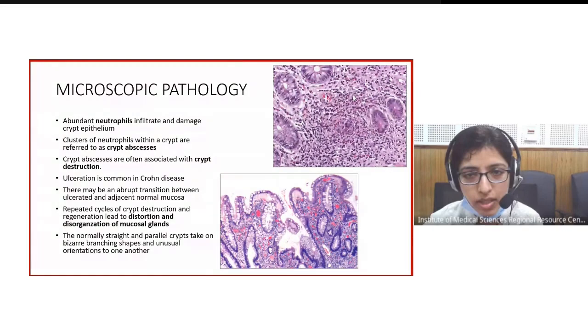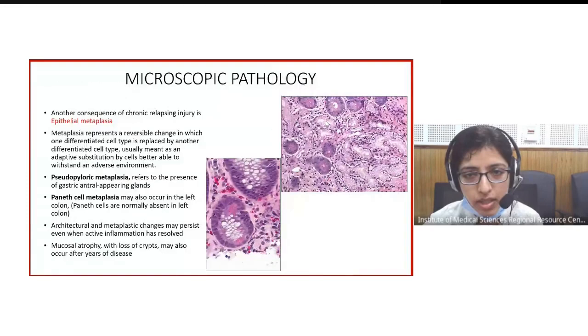While when this bout of inflammation subsides, and the healing process is taking place, then we will not see so much of inflammation, but because of the repeated attempts at inflammation, we see essentially this change in the architecture. So not much inflammation, but architectural distortion. So this is a feature of chronicity. This is a feature of activity in inflammatory bowel disease.